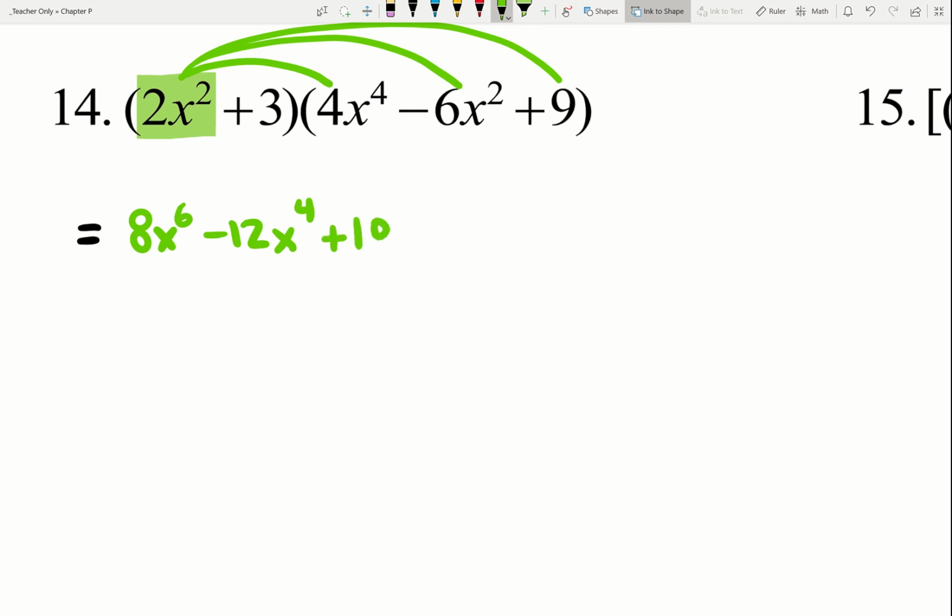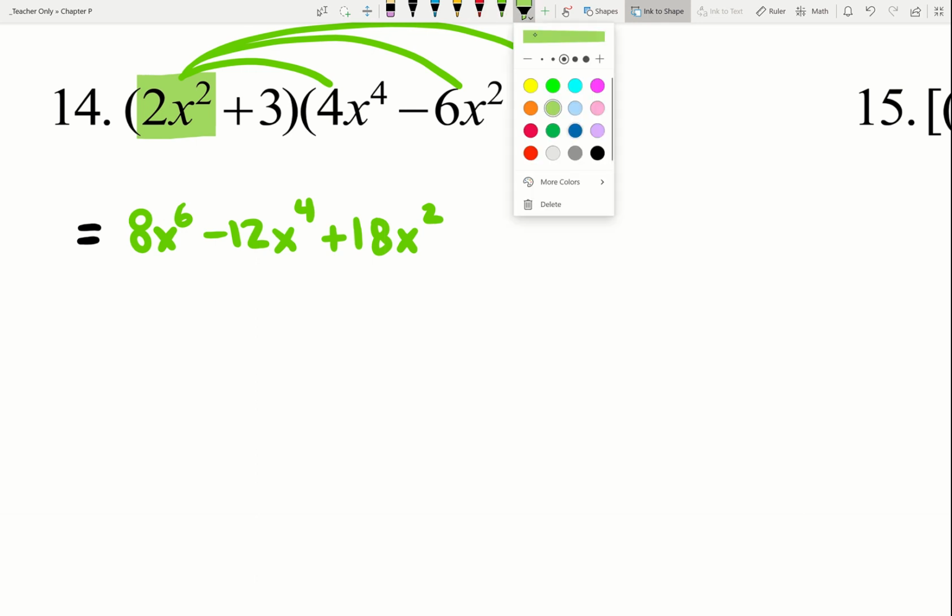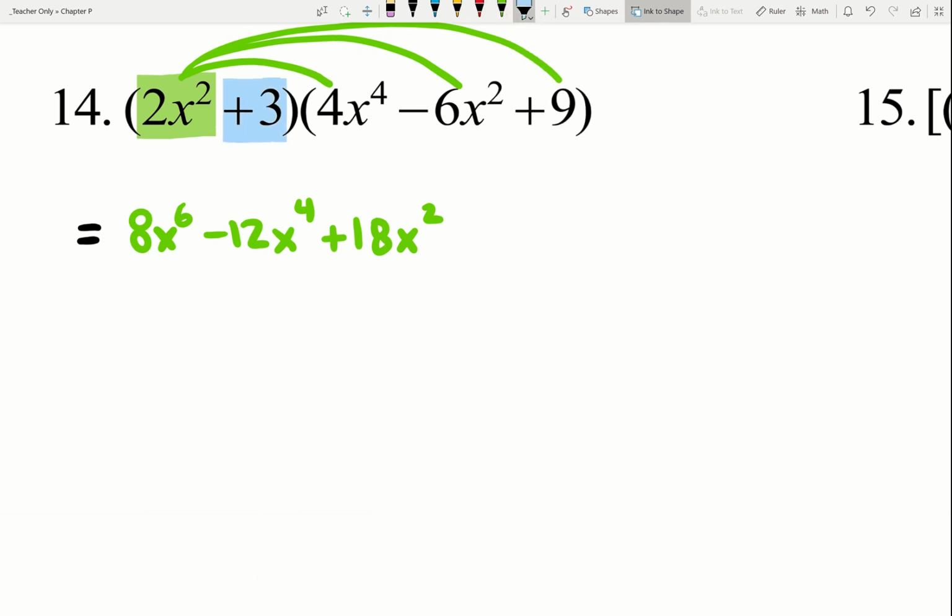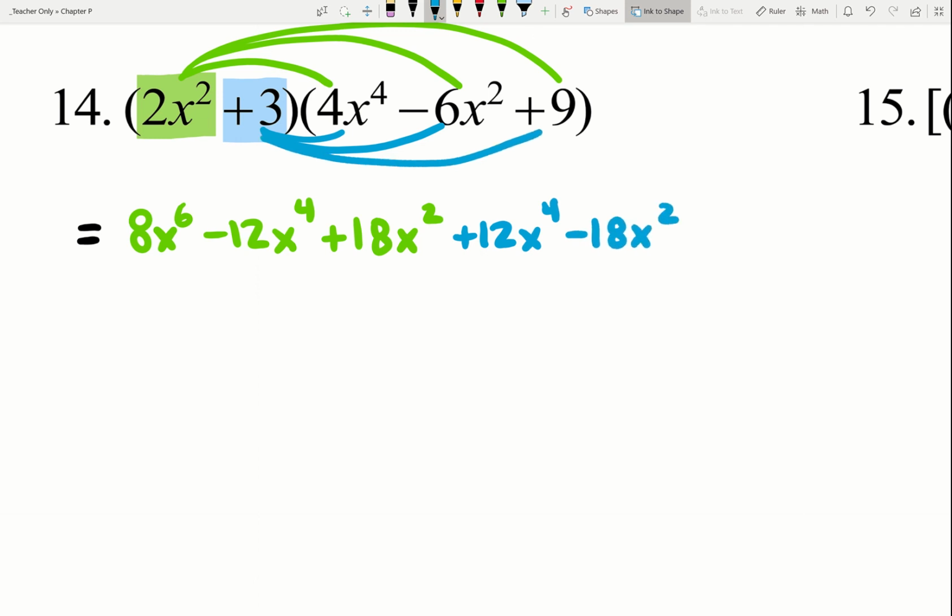That's going to give us positive 18x squared. Okay? Moving right along here, we have our next term of our binomial, which is a positive 3. We're going to distribute that to every term of this trinomial. So 3 times 4x to the 4th, that'll give us a positive 12x to the 4th. When we do the next distribution there, 3 times negative 6x squared, that's going to give us negative 18x squared. And then finally, when we do that last distribution, that's positive 3 times positive 9. That'll give us positive 27.